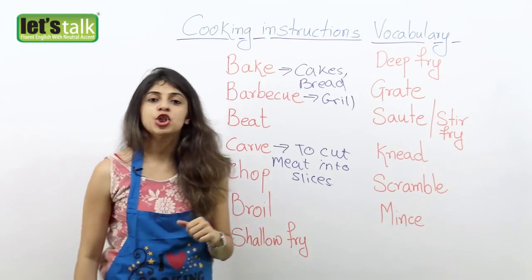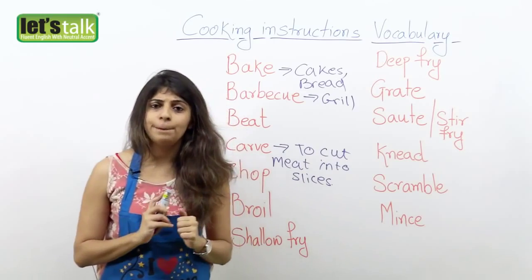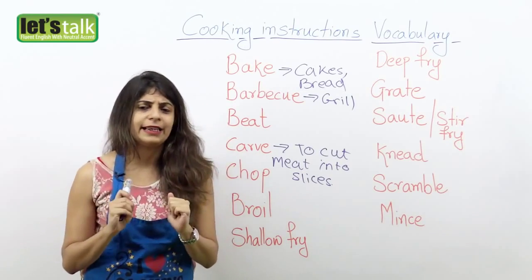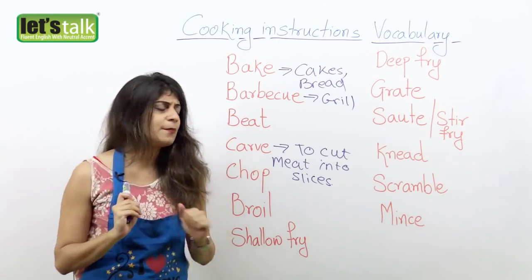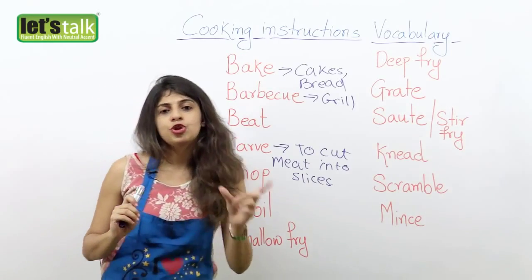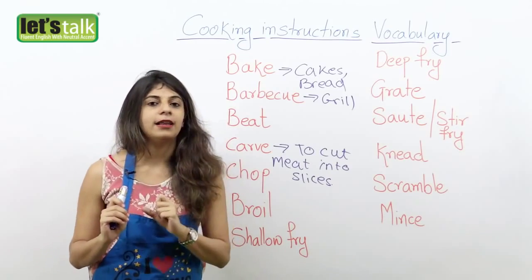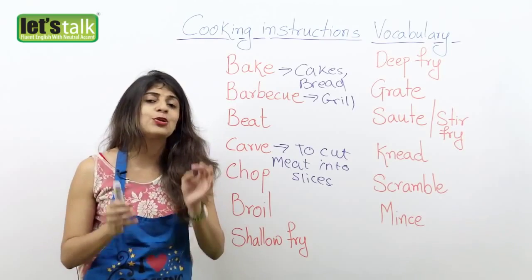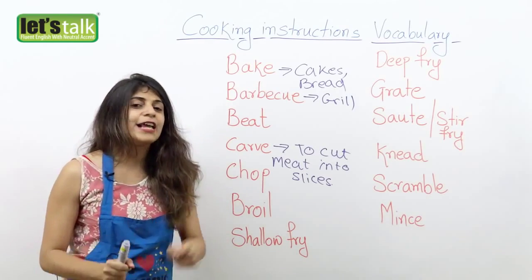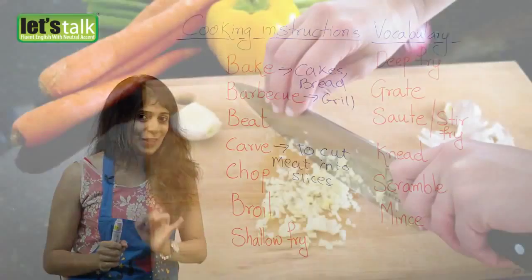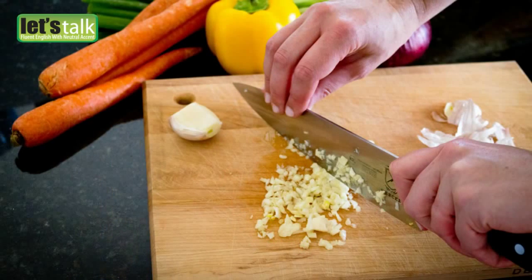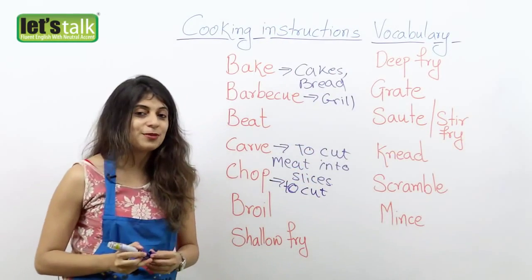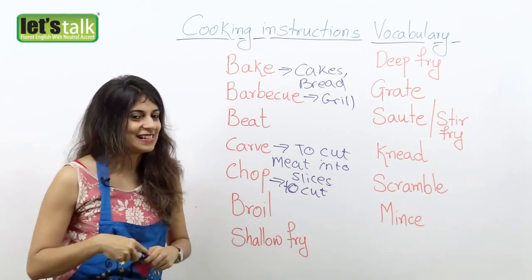Another one is chop. Now chop, well, you might have read when you go online to get a recipe, you will always see use chopped vegetables or chopped onions. So what exactly does it mean? Well, chop means to cut your veggies into small pieces. Okay? So it just means to cut your vegetables into small pieces.